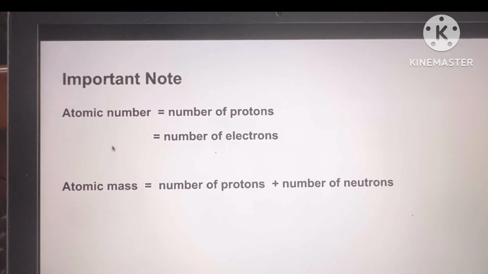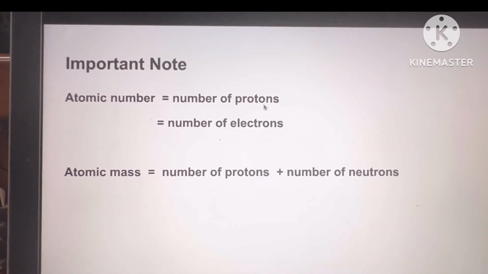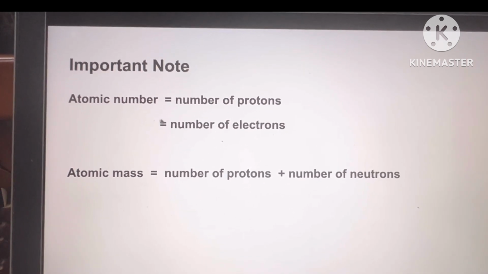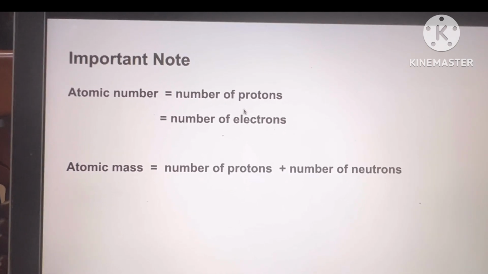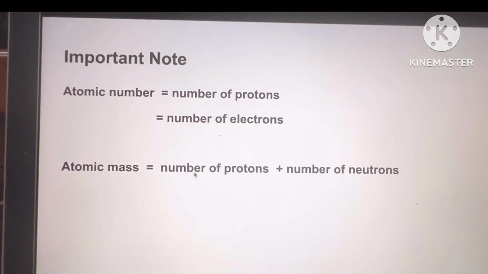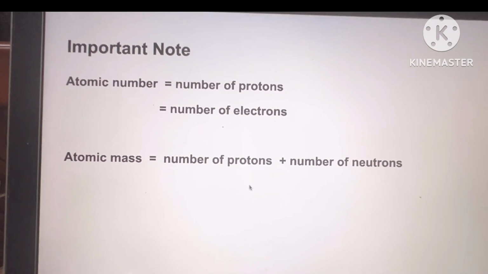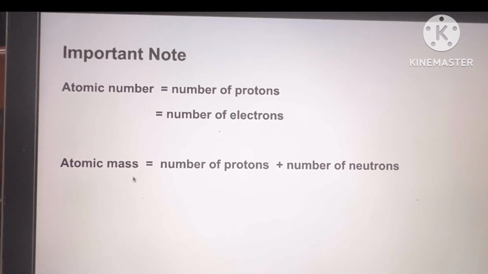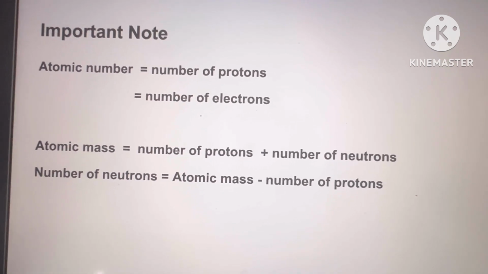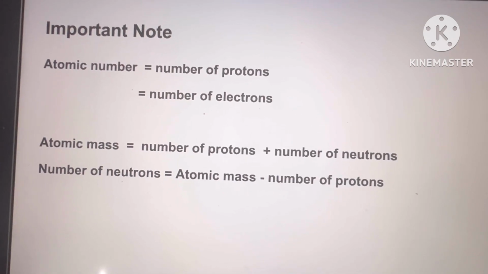We can also define atomic number as the number of protons, and whatever is the number of protons of that particular element, that is also the number of electrons. Now, on the other hand, the atomic mass is equal to the number of protons plus the number of neutrons. So when you combine these two, that will be equal to the atomic mass of a given element. To determine the number of neutrons in an atom, subtract the atomic number from the mass number.